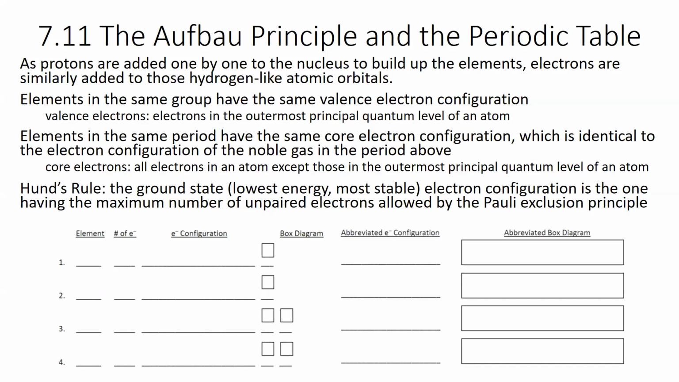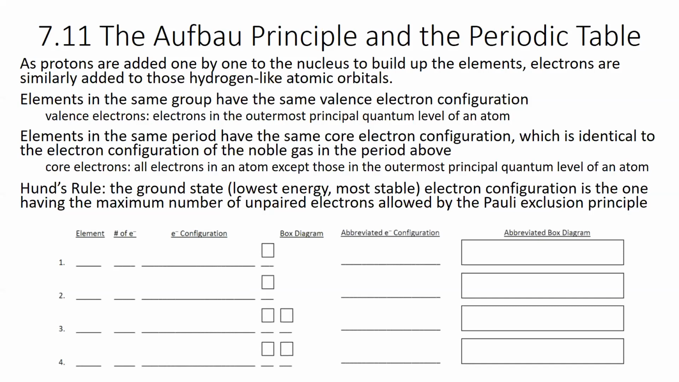So as protons are added one by one to the nucleus to build up the elements, we're going to start with hydrogen, go from hydrogen to helium, to lithium, to beryllium. As we go through the periodic table, we're adding protons to the nucleus, and neutrons, but the protons are the thing that defines the element. And as we do that, we're also adding electrons.